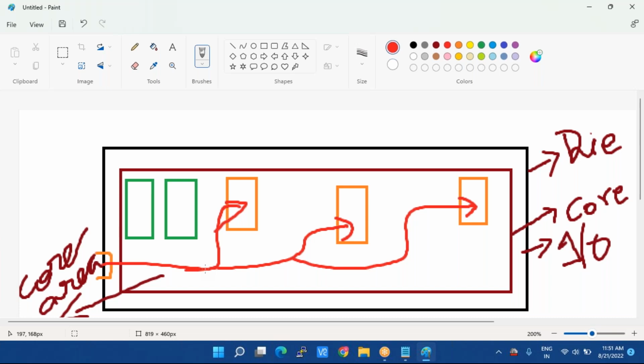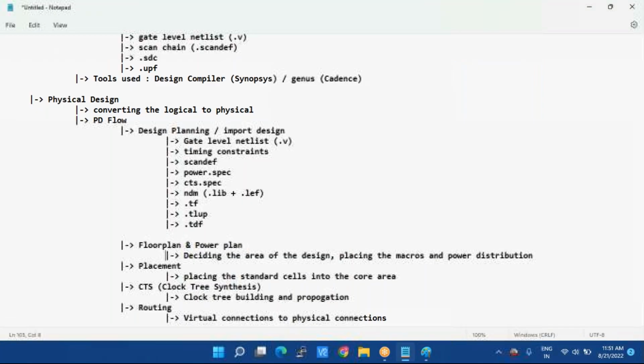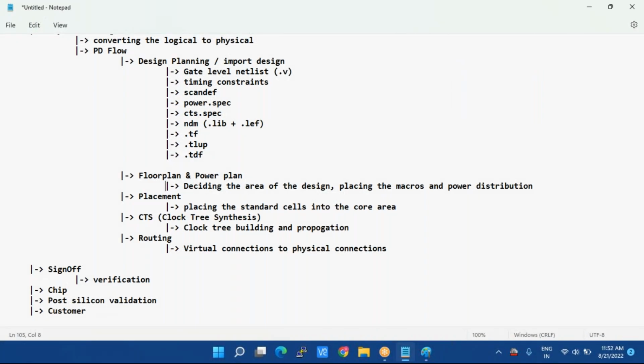Clear for the CTS stage? And in the routing stage, we make sure that all the connections are converted to a wire format. Okay, clear for everyone? All right. So this is all about the ASIC flow. Any questions?